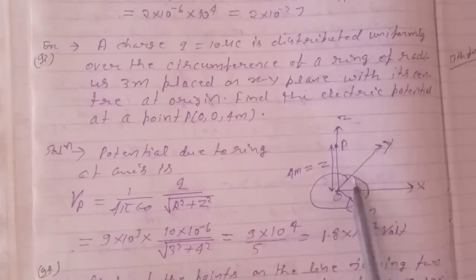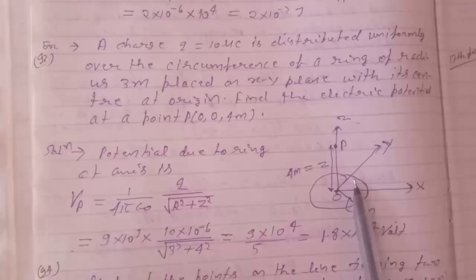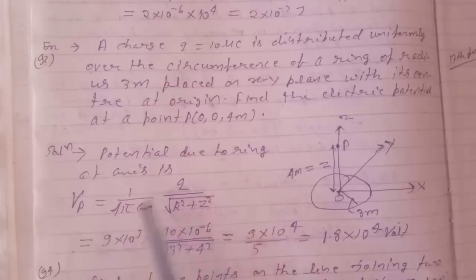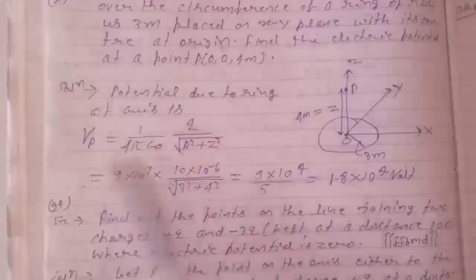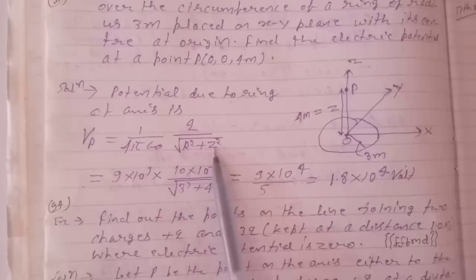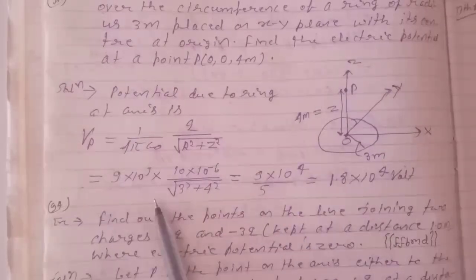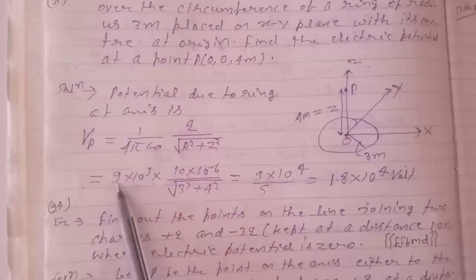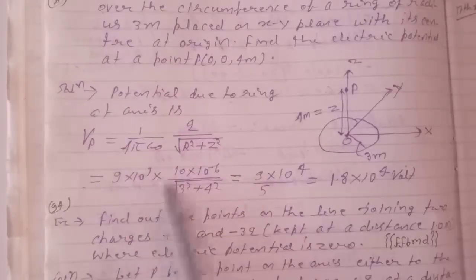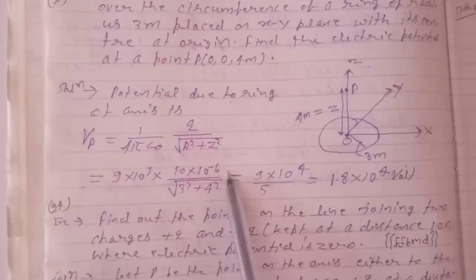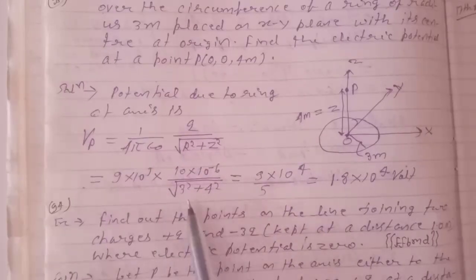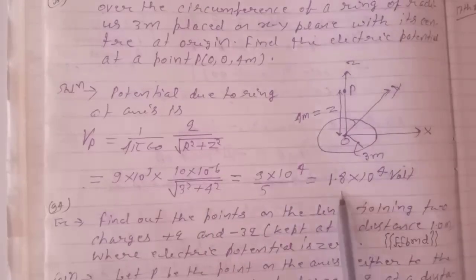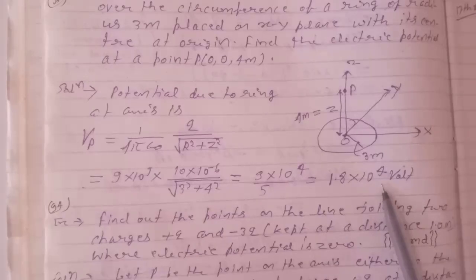So we know the formula for finding the potential on the axis of a ring. The potential due to a ring on its axis is Vp equals 1 by 4 pi epsilon naught, Q by under root R square plus Z square, where R is the radius of the circle. Now 1 by 4 pi epsilon naught is 9 into 10 to the power 9, Q is given as 10 into 10 to the power minus 6, and under root 3 square plus 4 square is 5. Solving, 9 into 10 to the power 4 by 5 equals 1.8 into 10 to the power 4 volt.